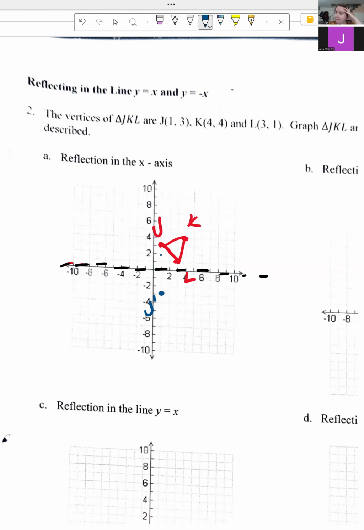K is 4 away. Because I can see it lined up with the 4 right here. And we're just at the x-axis. And so we're going to go 4 down. So right there is K prime. L right here is 1 away, so we're going to be 1 away on the other side, L prime. And then you connect.